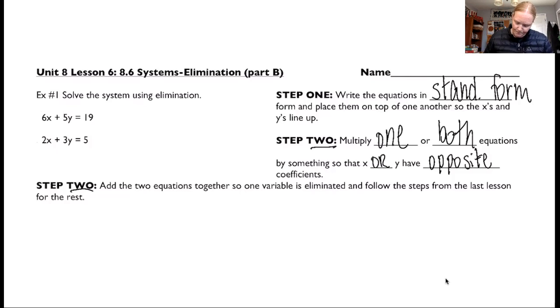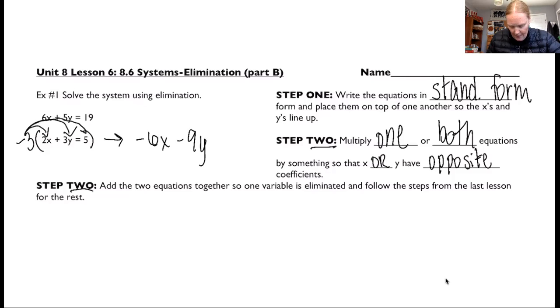So what I'm going to do is multiply this second equation by a negative 3. So I'm just going to put a negative 3 out in front like that. And now I'm just going to do the distributive property. So I'm going to distribute the negative 3 to the 2x, which gives me negative 6x. Put a little arrow here. I'm going to distribute the negative 3 to the 3y, which gives me negative 9y. And then don't forget, a lot of people forget this part. I'm going to also distribute the negative 3 across the equal sign to the 5.